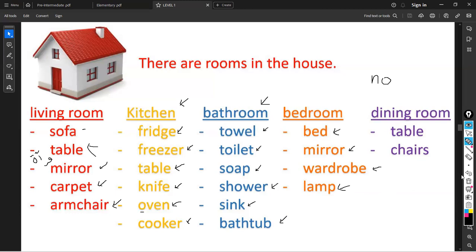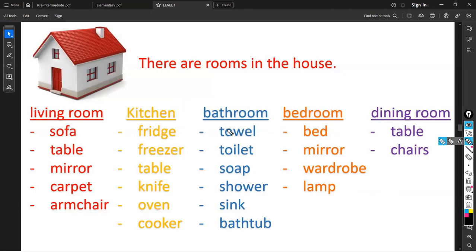Raed, can you hear me? Yes. Please, Raed, let's talk about your living room. How many sofas do you have in your living room? There are three sofas. Amazing. How many tables do you have? There is one table. Amazing. How many mirrors do you have in your living room? There aren't any mirrors. Thank you.